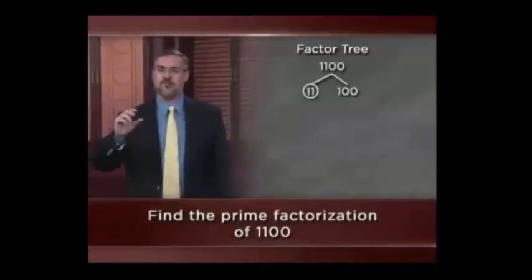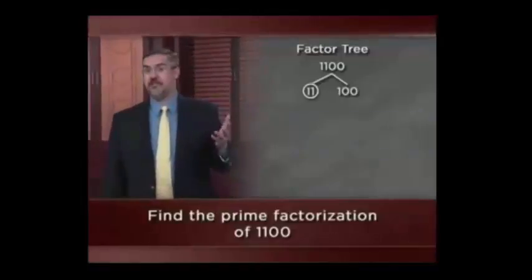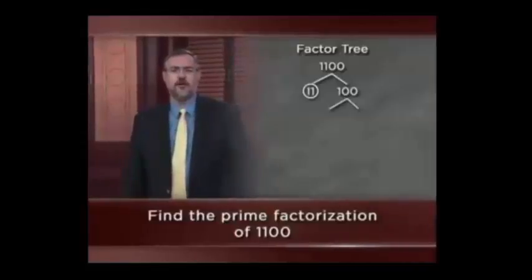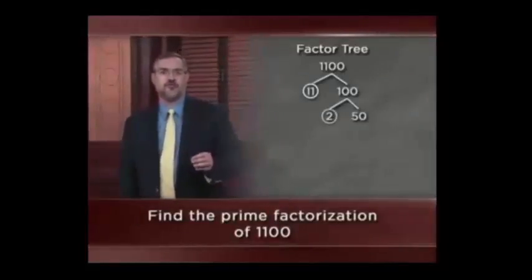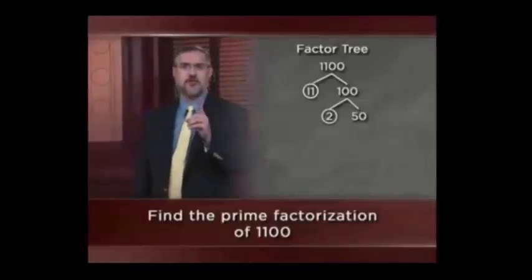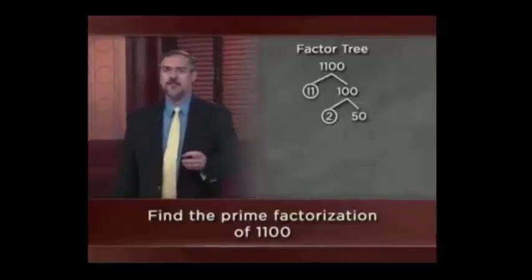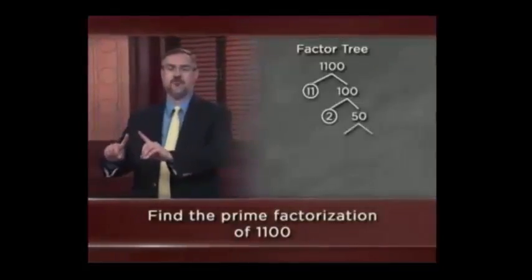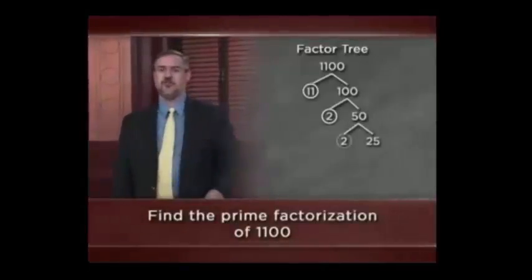And now we focus on the 100. Well, that's the same as 50 times 2. So I write my 2 little lines underneath the 100. I put a 50 on one side, I put a 2 on the other, and I circle the 2 because the 2 is prime. And now I just need to focus on the 50. Well, that's equal to 25 times 2. And so underneath the 50, I write my 2 little lines, I put a 25 on one side, a 2 on the other, and I circle the 2.